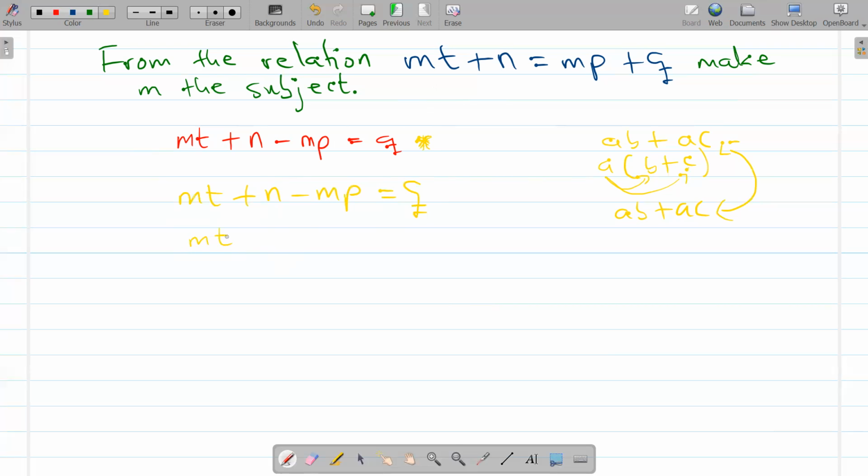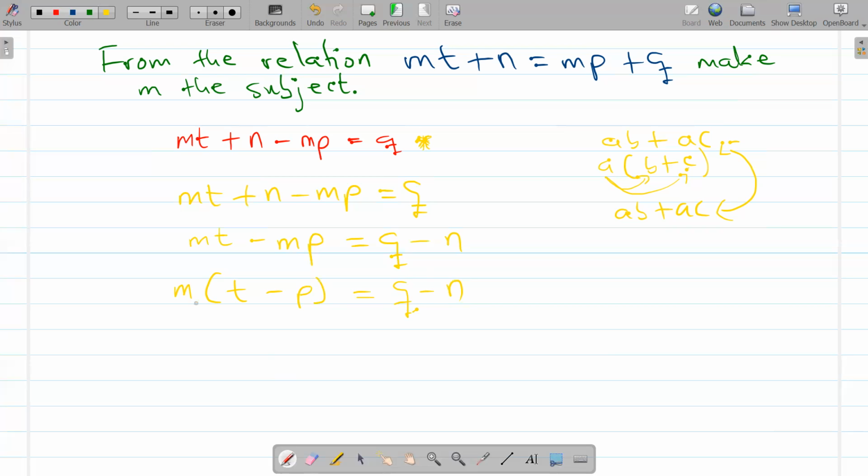So MT minus MP is equal to Q. This is positive, right? If it moves, we have minus N. Now MT, MP. There is a common factor here. What is common to both the MT and the MP? M. So the M will stand out. Then we have T minus P, which is equal to Q minus N.